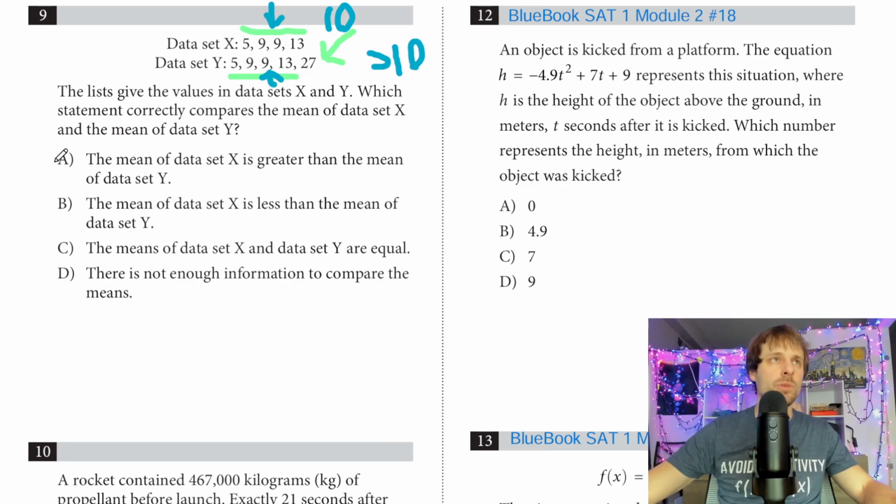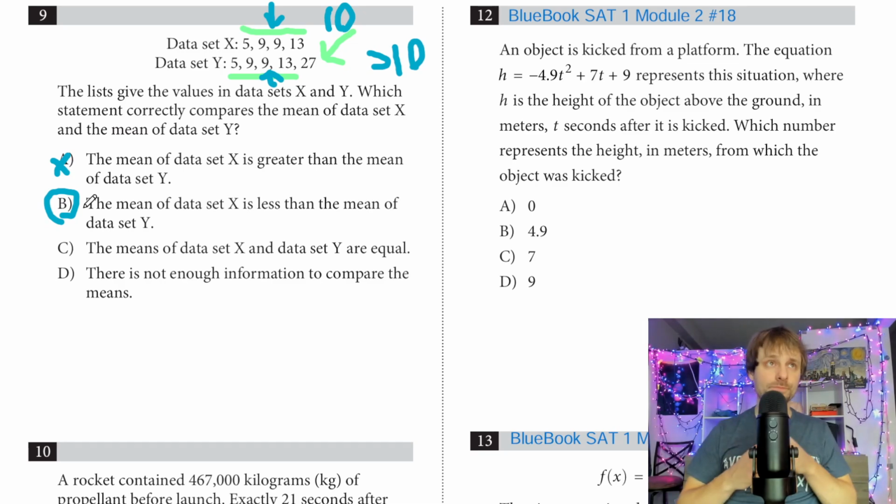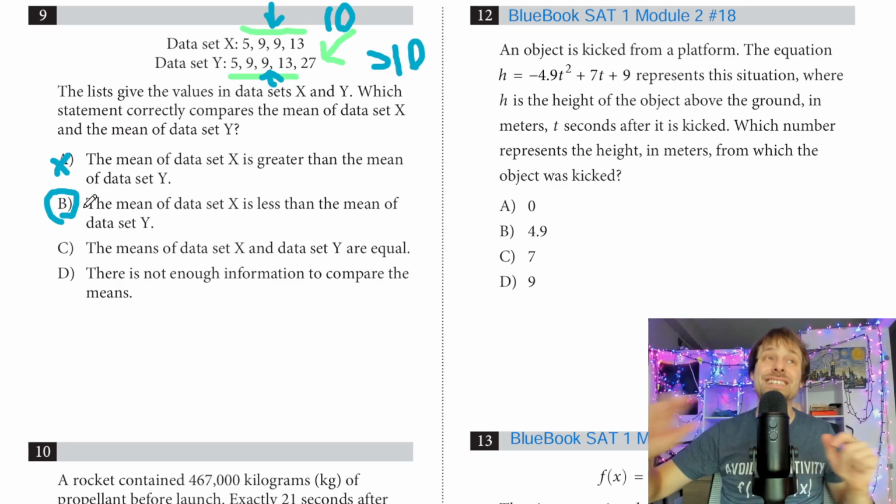So let's look for that one. Nope. Oh, right here. So look, they even mix up the wording. The mean of dataset X is less than the mean of Y. Let's make sure that's right. It is. So not too bad of a problem there.